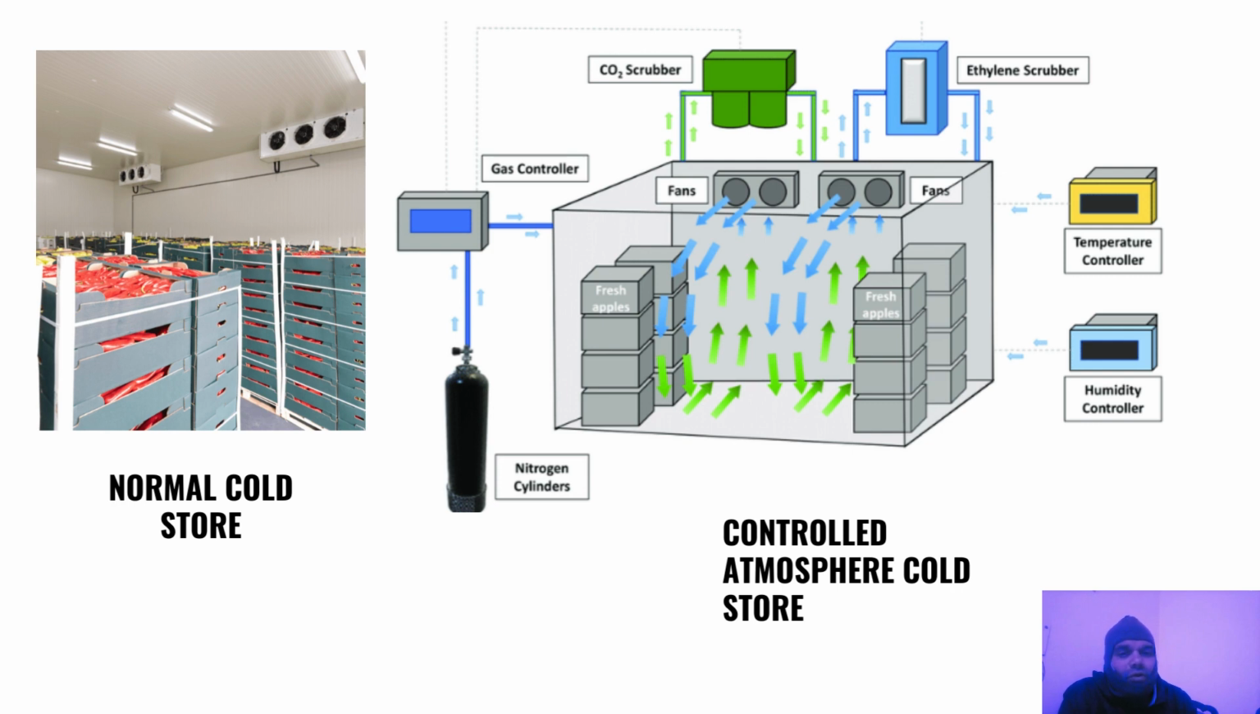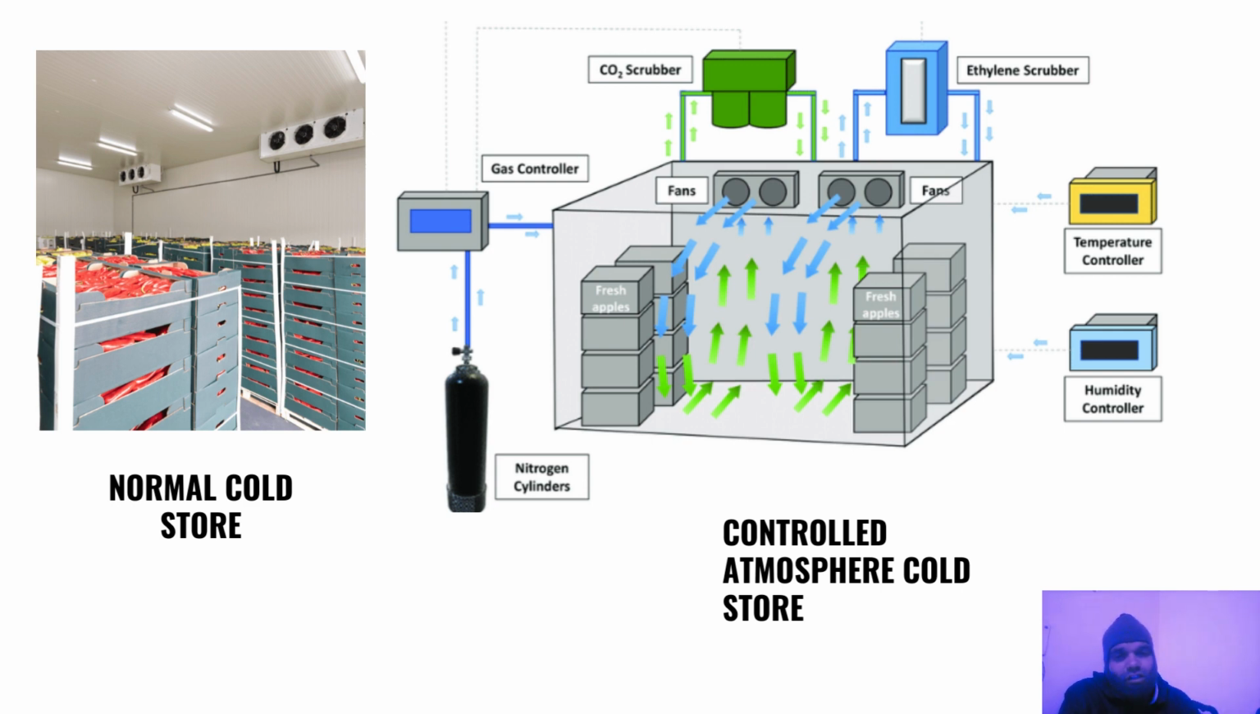In the modern day, we use something called a controlled atmosphere cold store. There are quite a few in Himachal now. In a controlled atmosphere cold store, we have nitrogen cylinders which are pumping nitrogen in order to reduce the quantity of oxygen inside the cold store. Of course, this means that human beings cannot roam around in there because the oxygen content is quite low. If we have to go in, first we have to open it out, air it out, then we can go in.